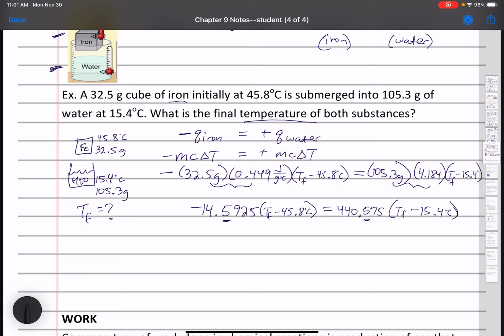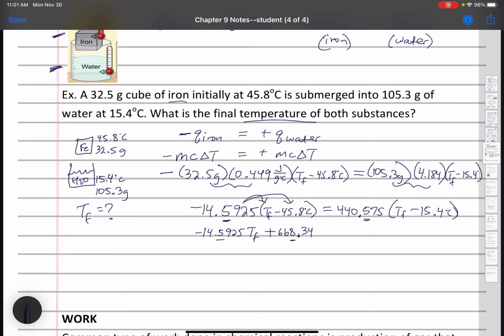All right, and now I've got to FOIL or distribute. I can never remember the right math term, so multiply by both of these, right? So I get negative 14.5925 TF minus, or plus, because I'm doing a negative times a negative, 668.34.